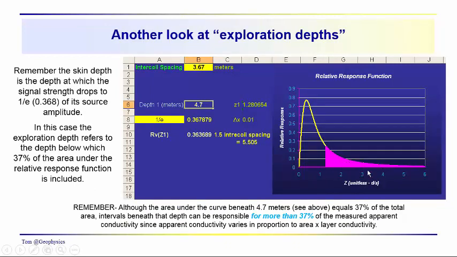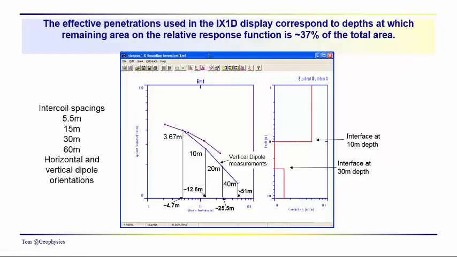Another thing to keep in mind is that even though this is 37% of the total area under the relative response function, the contribution to the apparent conductivity we see from layers beneath this depth can account for much more than 37% of the apparent conductivity. So that's something else to keep in mind.